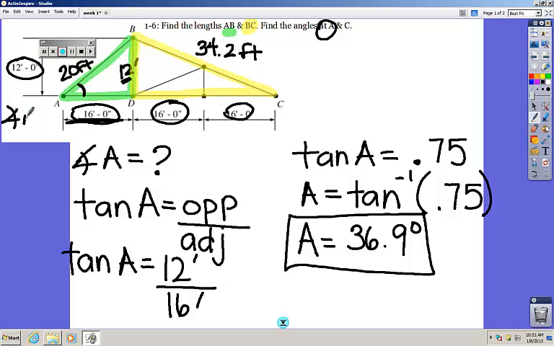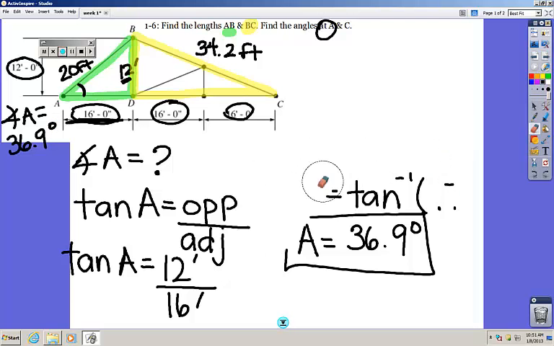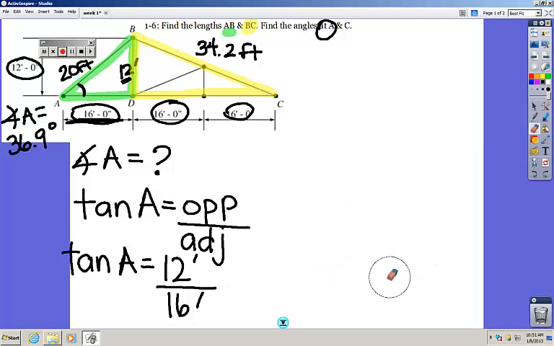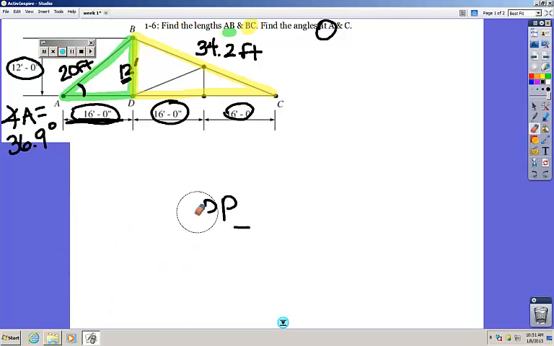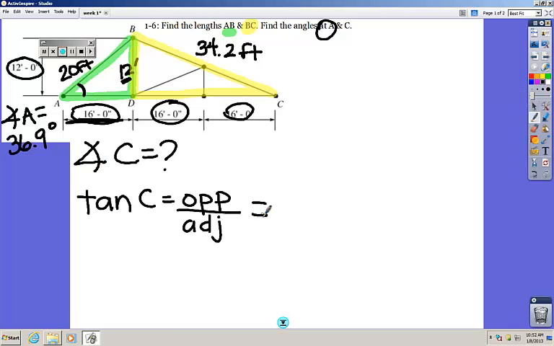So now we need to find the angle C. I'm going to write the angle in there for you. And we're going to move on to finding the angle C. As you can guess here, you should see that it's going to work the same way. We're going to use the tangent of C is the opposite over the adjacent. So we have the tangent of C is equal to the opposite's 12 feet and the adjacent is 32 feet.